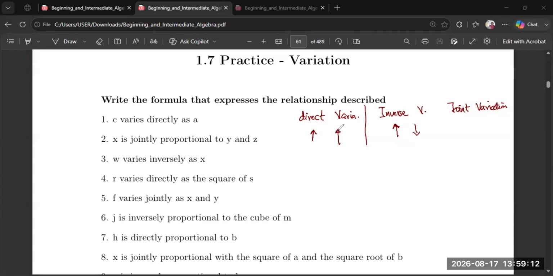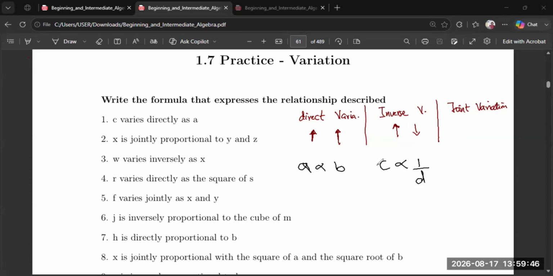So for direct variation, this is it. So we say, for example, A varies directly as B. So that would be A varies directly as B. And then for inverse variation, in other words, when A goes up, B also goes up. So inverse variation is saying, say for example, C varies inversely as D. So that will be 1 over D. So this is the inverse. What this means is when C is going up, D will be going down.